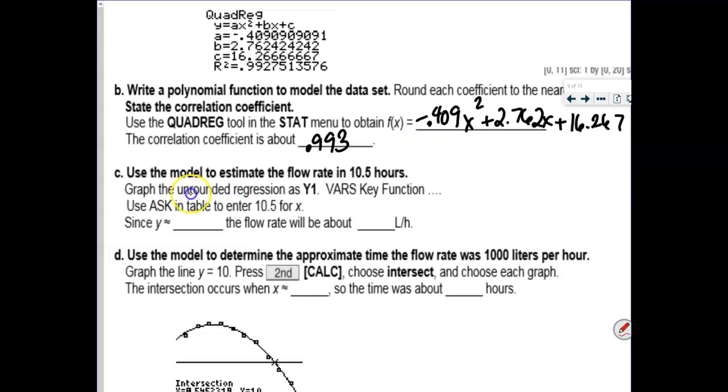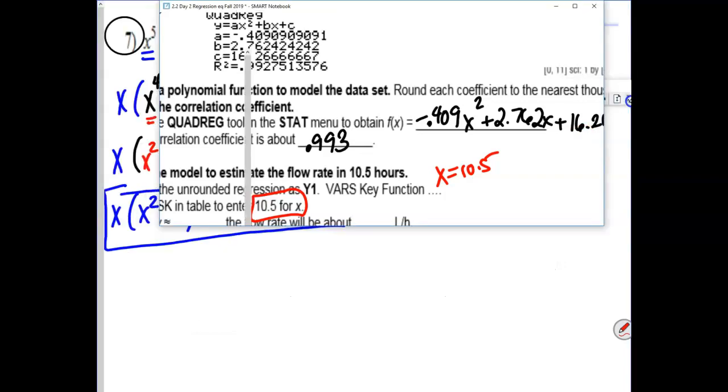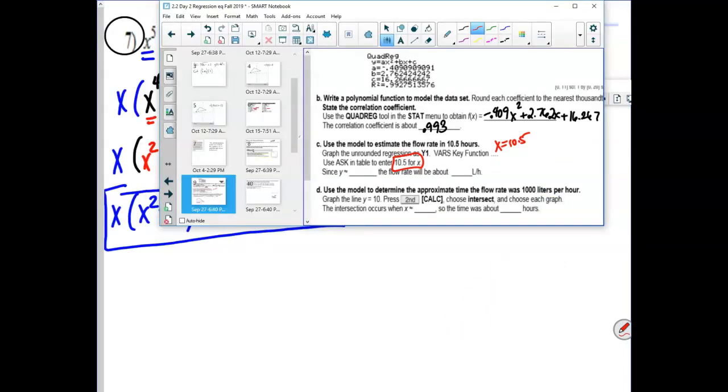They want to know what the flow rate is at about 10.5 hours. So somehow you need to plug in 10.5. The only thing that would be wrong today is if you literally plug in 10.5 into the home screen, into that function. So you guys don't have your function. You're just going to have to watch me for a minute.